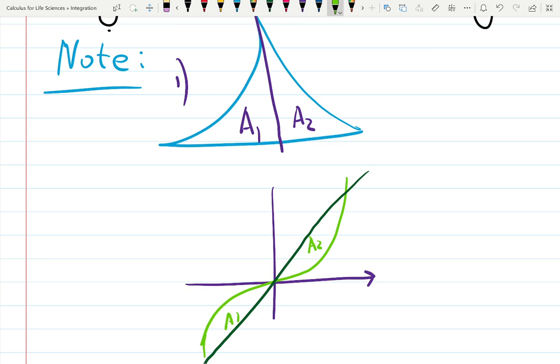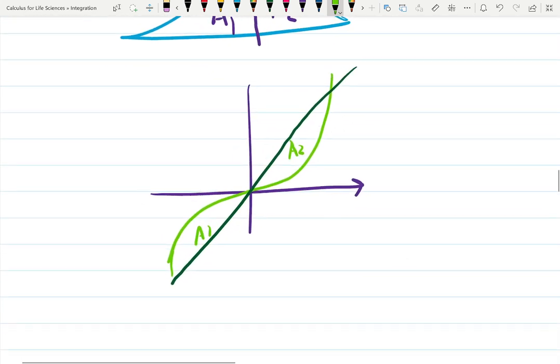Is there any x? So, wait, this is for plotting area, right? Yeah, this is area between graphs. So something just split it. Something is just split it, yes.